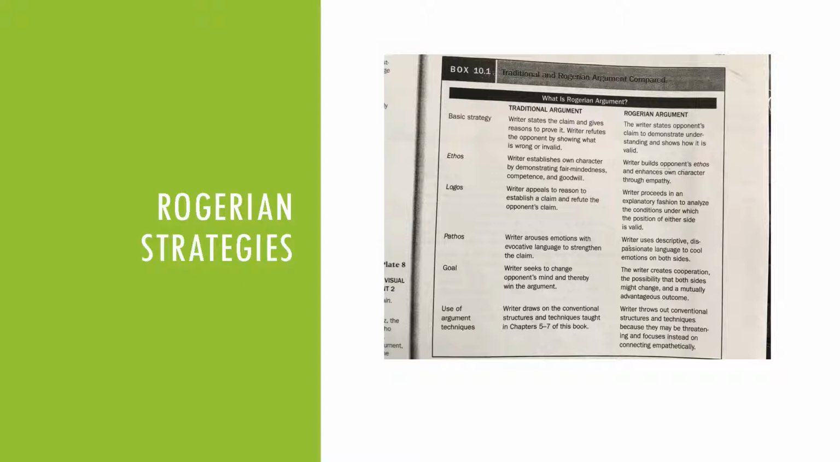This is a really good way to compare traditional argumentation strategies with Rogerian argument strategies. And it even breaks it down in terms of the rhetorical appeals, ethos, logos, pathos. What are some strategies for demonstrating ethos in traditional argument versus strategies for demonstrating ethos in a Rogerian argument, and so on and so on. I just want to call your attention to that. It'd be worth revisiting that, looking back at it, as those are actual strategies.